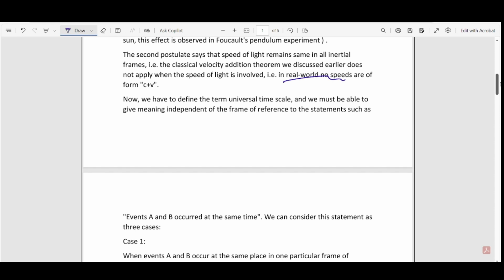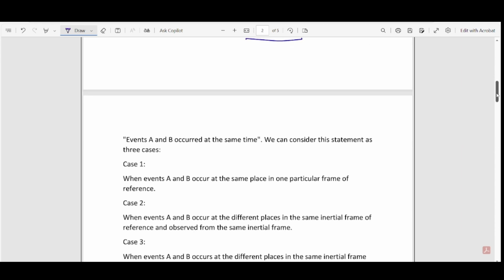and we also must be able to give some meaning to what is independent of frame of reference. So what does it mean to be independent of frame of reference? Let us consider two events as shown. If the two events occurred at the same time, then this statement can be thought of as three cases. Case one is that we can consider that the two events have occurred at the same place in a single particular frame of reference. So this is case one.